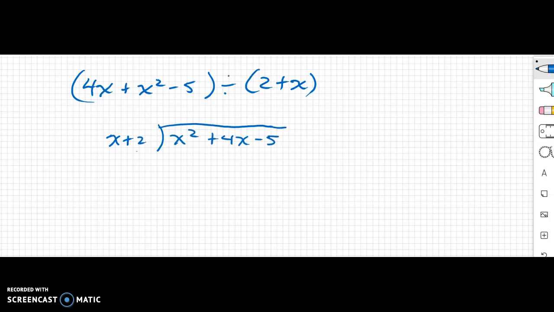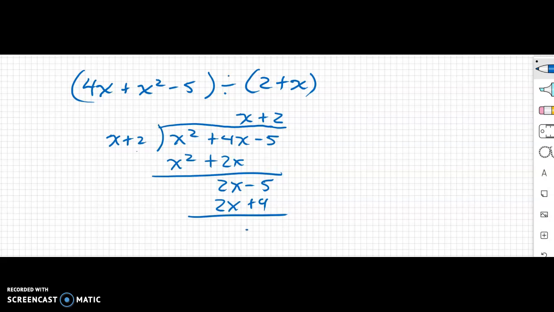Then I'm going to ask myself, how many times does x go into x squared? It goes x times x is x squared. X times 2 is 2x. I'm going to subtract, bring down. How many times does x go into 2x? 2 times. 2 times x is 2x. 2 times 2 is plus 4. So negative 5 minus 4 is minus 9. I have nothing left to bring down. So then I'm going to write my answer as x plus 2 minus 9 divided by x plus 2.